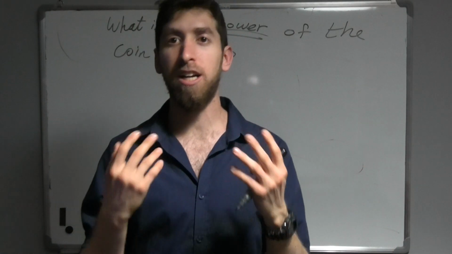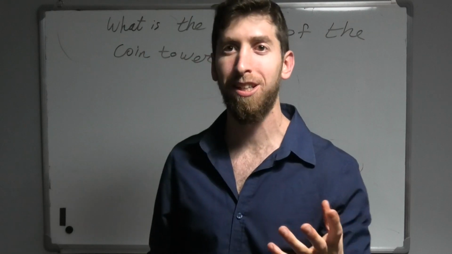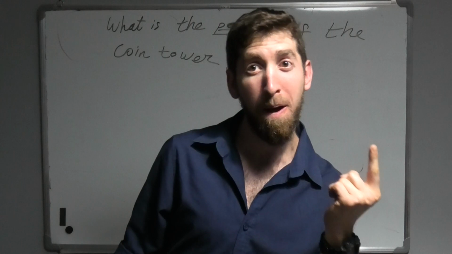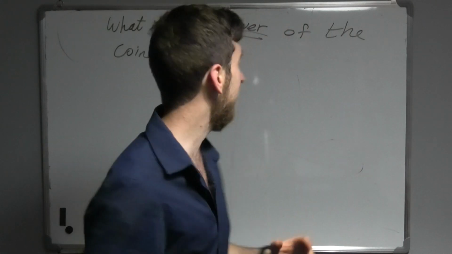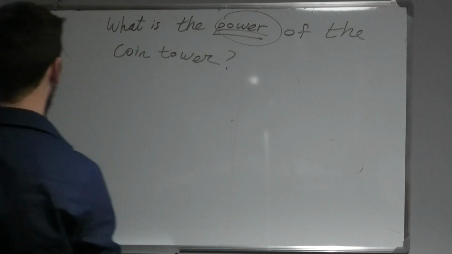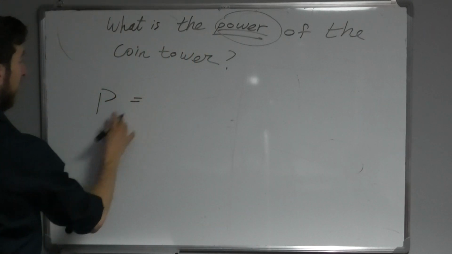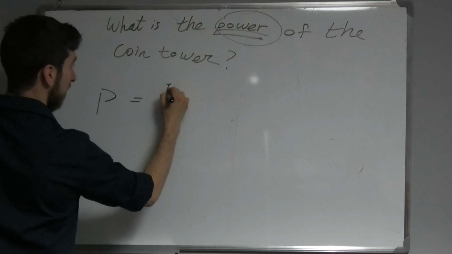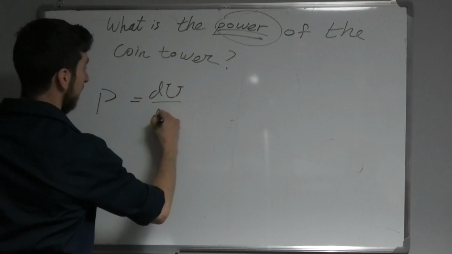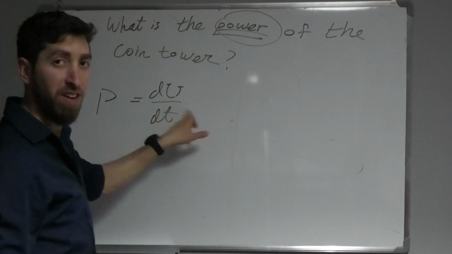The same thing in electricity. When you talk about energy, it's not that interesting. You want to talk about energy per time. And this idea is called power. Okay? So what is power? P is actually equal to the energy, which we are defining as U, dU/dt. The derivative of the energy.